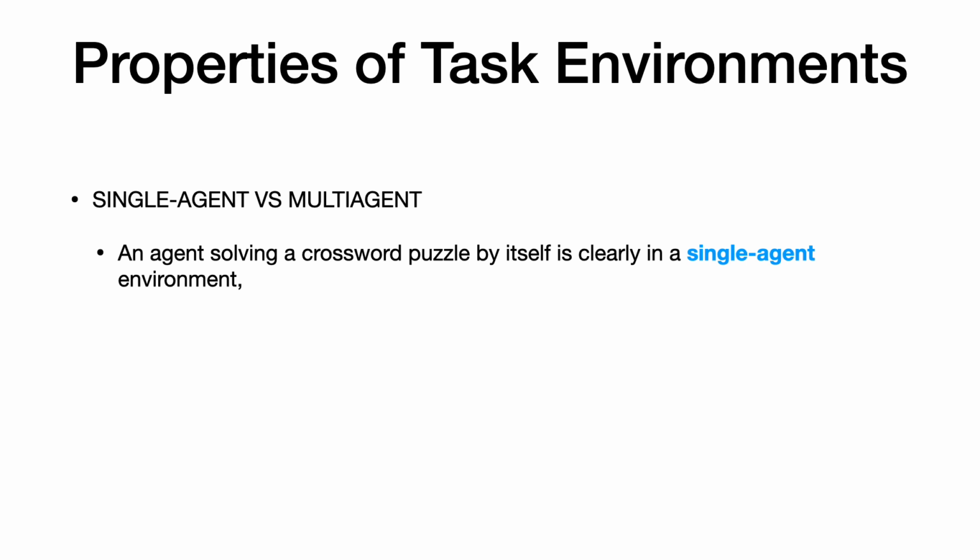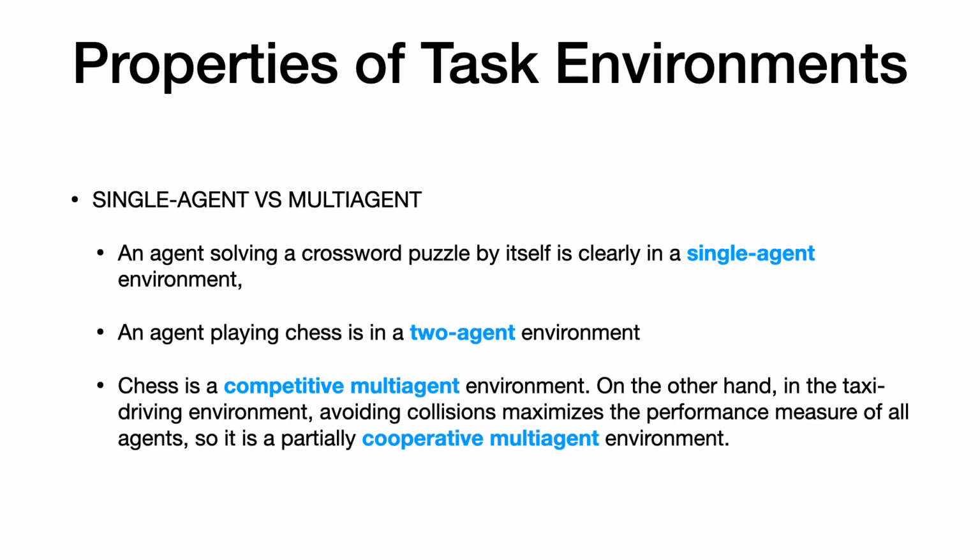For example, you take a crossword puzzle. Here it is a single agent environment. You are playing to solve that puzzle. Whereas if you have a two agent scenario, for example chess, chess is a two agent game, and it is not just two agent but also a competitive two agent, which means that each one wants to win the game, and one person's win is the other person's loss. So it's a competitive environment. There are other examples other than chess which are cooperative agents, for example a taxi driver, where it is a cooperative environment. It is also multi-agent, but it is a cooperative multi-agent environment.